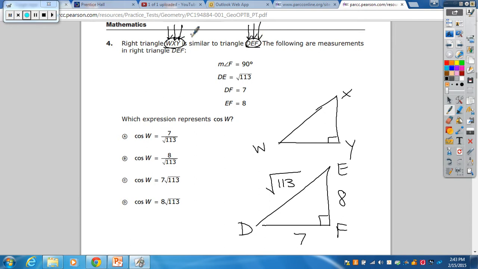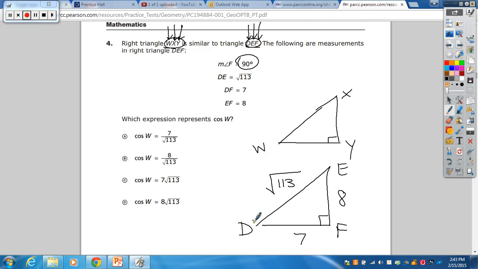So have I done that down here? D with W, F with Y, E with X. Good, okay? Now you start plugging in your information. You know that F is 90, so you plug in 90, so you know Y is 90. You know that DF is going to be 7, so I plug that in. I know that EF is going to be 8, and that DE is going to be √113. Then you just match up everything else correspondingly.